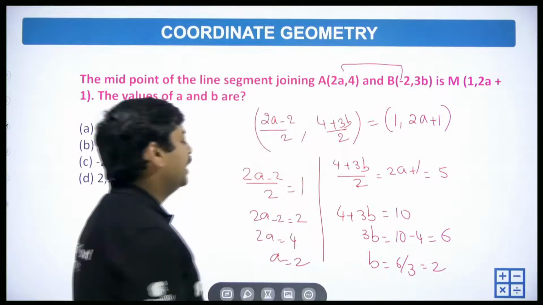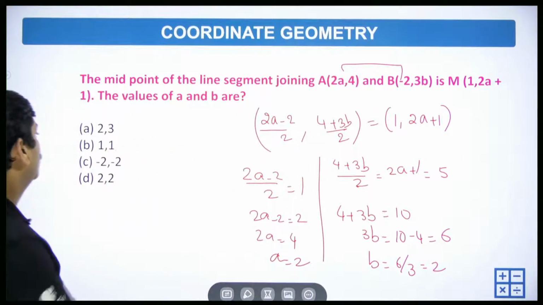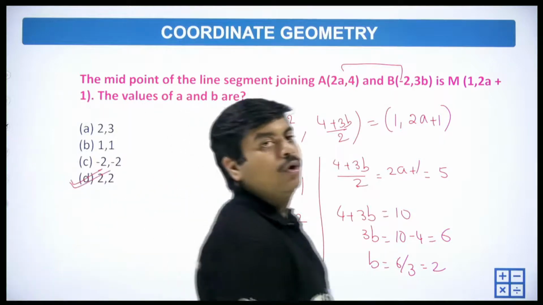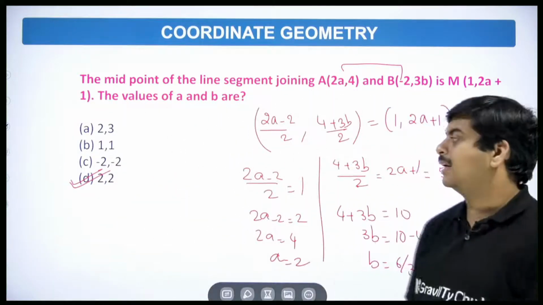So what is the value of a and b? A is 2 as well as b is 2. So that will give you option D as the correct answer, correct? Next one, what is the next question we are having?